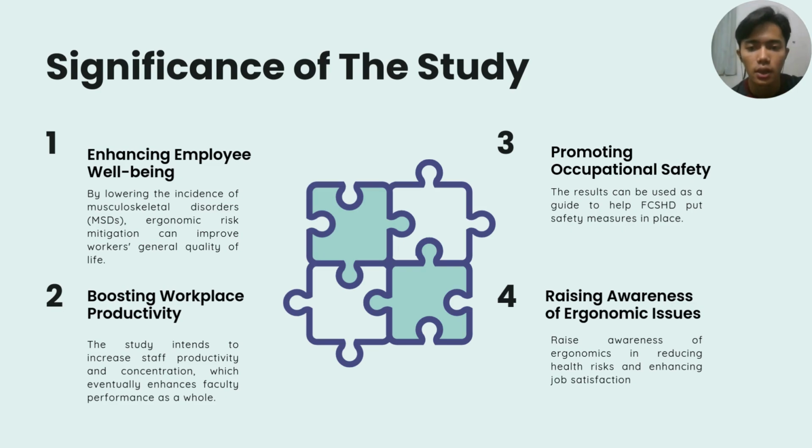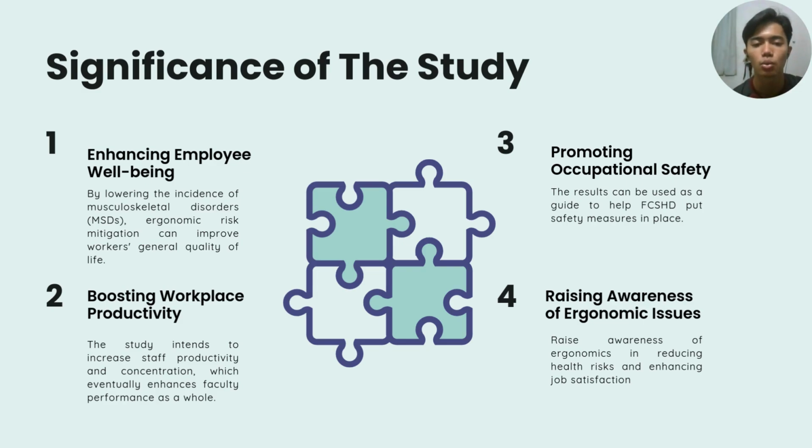The next one is the significance of the study. Firstly, enhancing employee well-being by lowering the incidence of musculoskeletal disorders (MSDs). Ergonomic risk mitigation can improve workers' general quality of life. The second one is boosting workplace productivity. The study intends to increase staff productivity and concentration, which eventually enhances faculty performance as a whole.